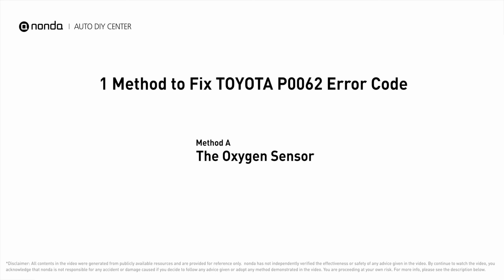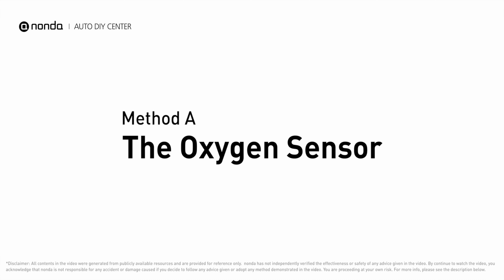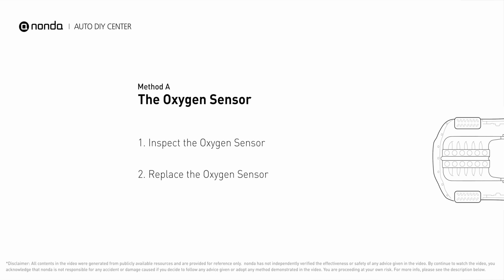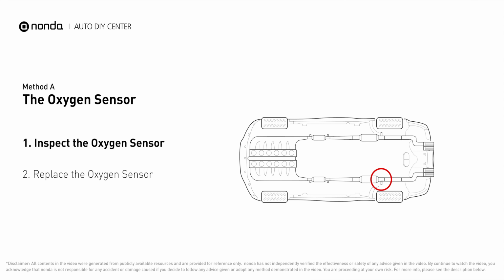Here is one of the most practical solutions to fix Toyota's P0062 error code. Method A, the oxygen sensor. This oxygen sensor is located right after the catalytic converter. Bank 2 is on the side with the cylinder number 2. Sensor number 3 is downstream of the last catalyst in the exhaust system.